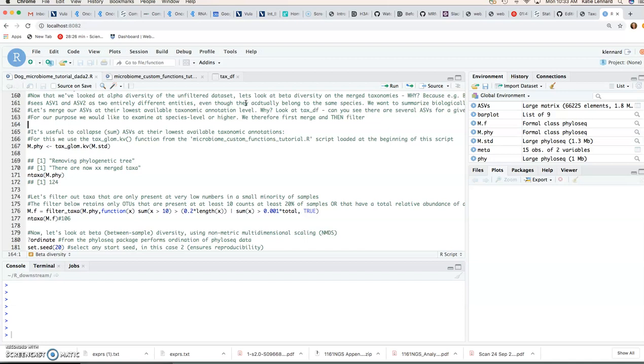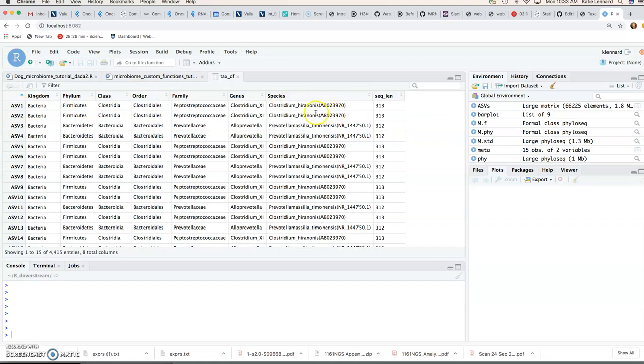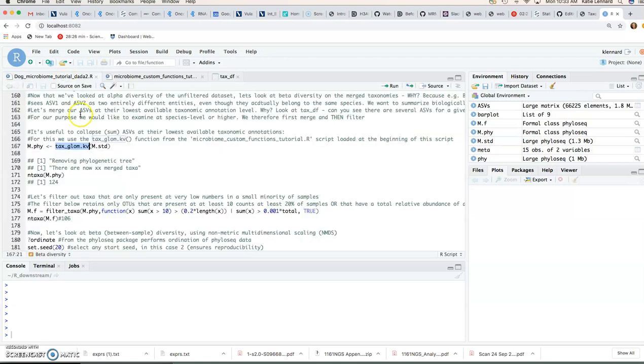So to get a more biologically relevant view, we're going to use this tax_glom function, and that you can find in the microbiome customs tutorial script. All that does is it will sum ASVs that have the same taxonomic level of annotation. So for instance, 1, 2, 5, 6, and so on, together into one unit. Say there was an ASV that only had genus level ID to Clostridium, then those ones again will get summed together. So we keep the maximum amount of taxonomy that we have.